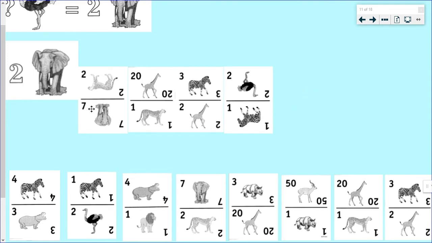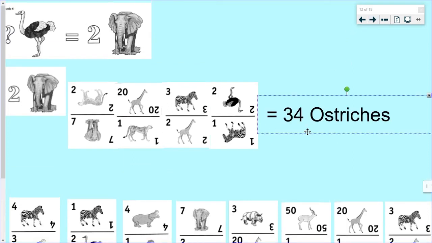And so once you do the math on these, you multiply 2 times 2 times 20 times 3 times 2, hit your divide key, and remember when you go down, you need to put this stuff in parentheses in your calculator. So this is going to be parentheses 7 times 1 times 2 times 1 in your parentheses and hit equals, and you should come up with 34 ostriches.